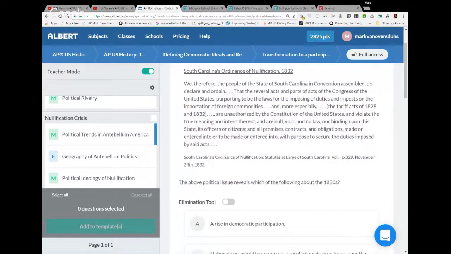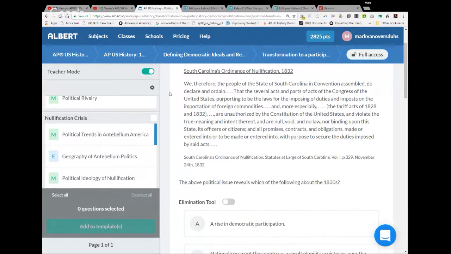The above political issue reveals which of the following about the 1830s? Let's take a look at South Carolina's Ordinance of Nullification. We, therefore, the people of the state of South Carolina in convention assembled, do declare and ordain that the several acts and parts of acts of the Congress of the United States purporting to be the laws for the imposing of duties and imposts on the importation of foreign commodities, and more especially the Tariff Acts of 1828 and 1832, are unauthorized by the Constitution of the United States and violate the true meaning and intent thereof, are null, void, and no law, nor binding upon this state, its officers or citizens. And all promises, contracts, obligations made or entered into, or to be made or entered into with the purpose to secure the duties imposed by said acts.